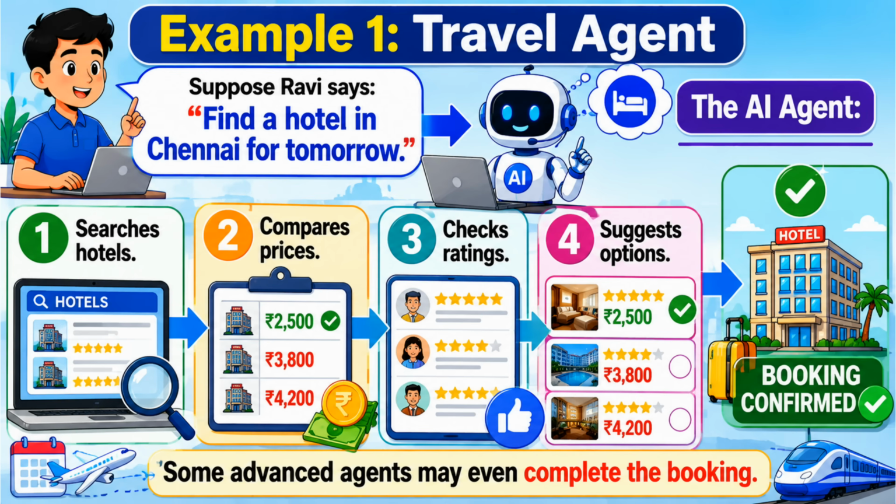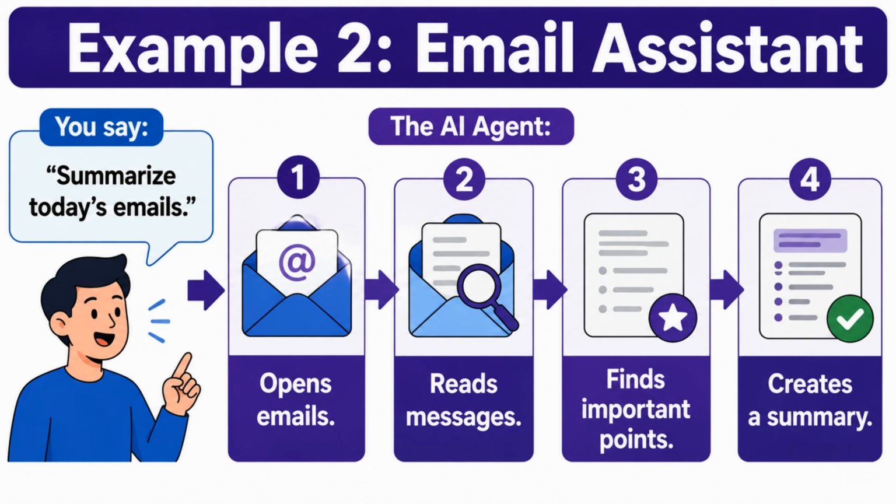Now we will see an example, a travel agent. Suppose Ravi says, find a hotel in Chennai for tomorrow. The AI agent searches the hotels, compares prices, checks ratings, and suggests suitable options. Some advanced agents may even complete the booking for you. Now we will see another example, an email assistant. You say, summarize today's emails. The AI agent opens emails, reads messages, finds important points, and creates a summary.